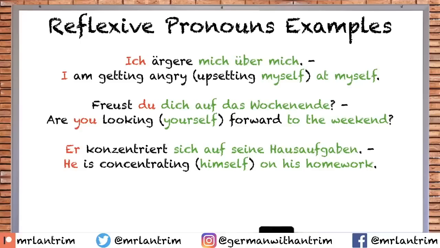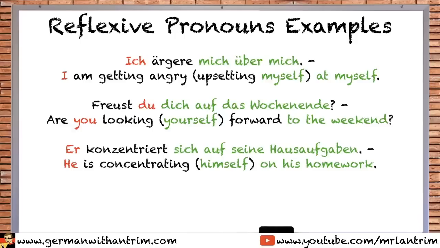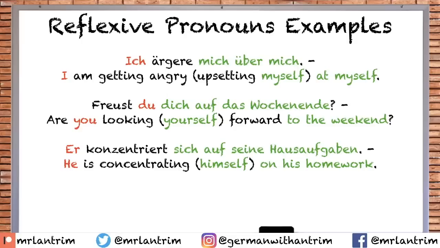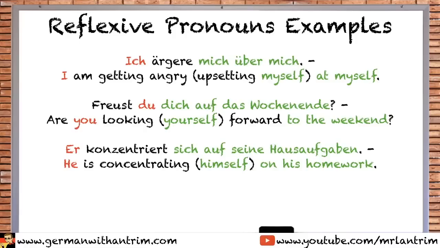Third example here, er konzentriert sich auf seine Hausaufgabe. He is concentrating on his homework. Now, sich, again, is not going to be translated whatsoever, so we have to worry about how exactly we're going to be translating this. He is concentrating on his homework, is how we would normally say this, but sich is referred to as himself, and so he is concentrating himself on his homework. This is, for no apparent reason in German, reflexive. It doesn't make sense to English speakers that this is a reflexive verb.